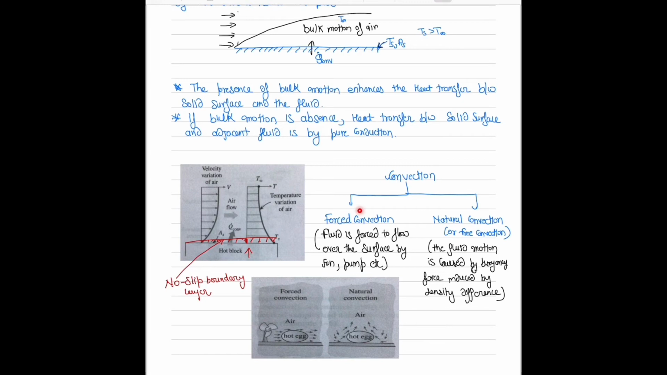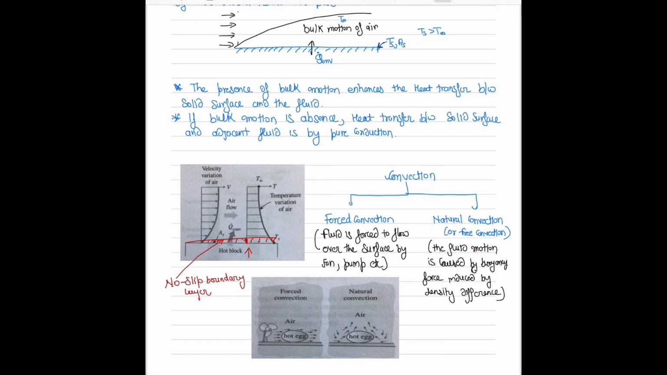Convection is divided into two parts. One is forced convection and the other is natural convection or free convection. In forced convection, the fluid is forced to flow over the surface by a fan or pump, etc. As shown in the figure here, the air is blown by a fan over the hot egg.